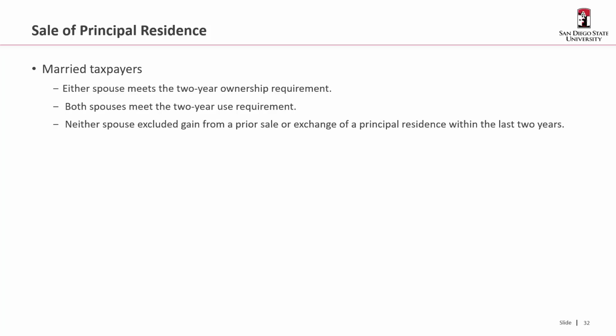So what that means is in order to get to the $500,000, both spouses need to have used that as their principal residence for 2 years. Think about it as, let's say there's a couple and they get married. One of them has owned the house for 10 years. Now the other one moves in. They can't necessarily sell and get $500,000. They would only get $250,000 until they had lived in that house as a married couple for 2 years.